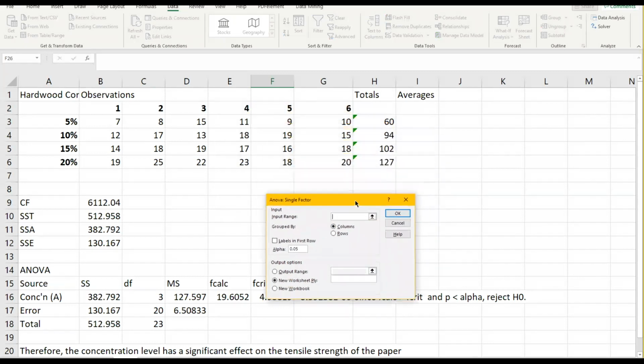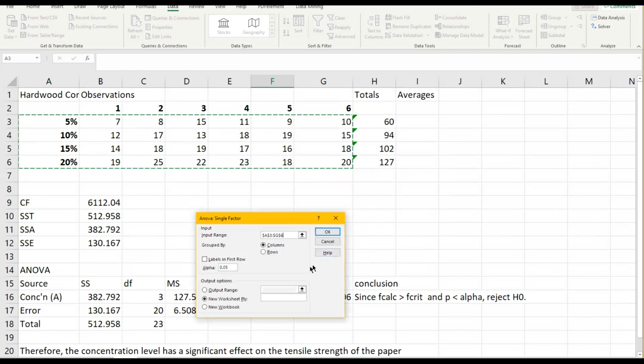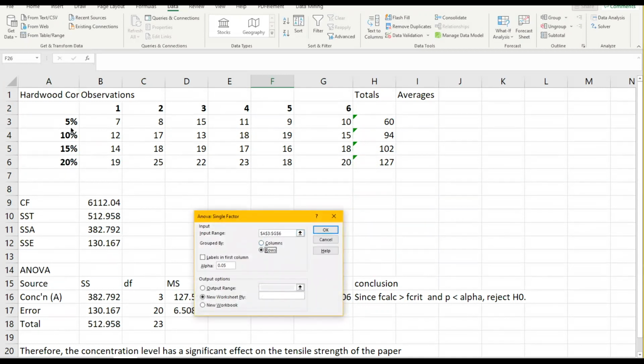We input our range. We can include the columns, I mean we can include the labels. So we go until here. Then this is Grouped By, which you should specify. Here, it's grouped by rows, because our rows indicate the different levels of our factor. So this is very important, class. You must choose correctly between grouped by columns or grouped by rows. Okay? So in this case, it's grouped by rows. Then you have labels in the first column, which is the 5, 10, 15%. Our alpha should be 0.01.